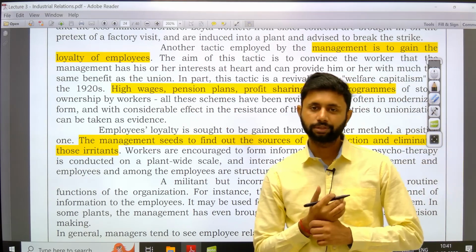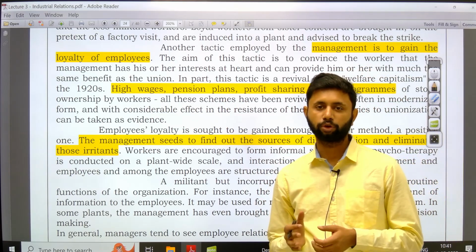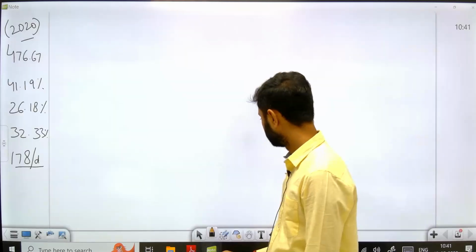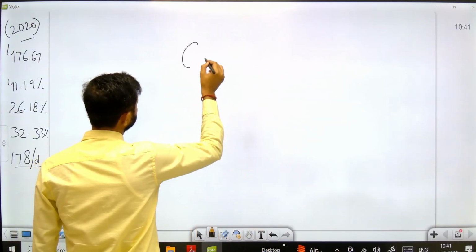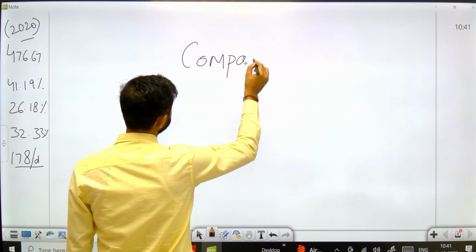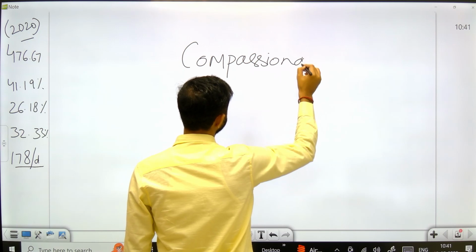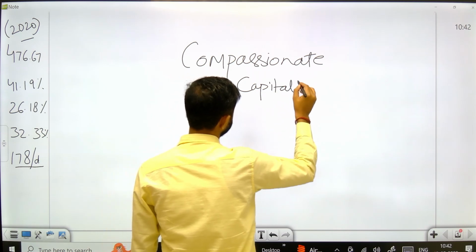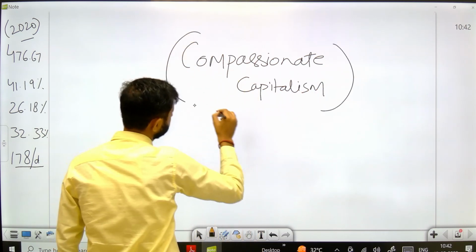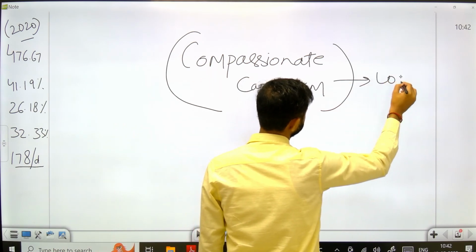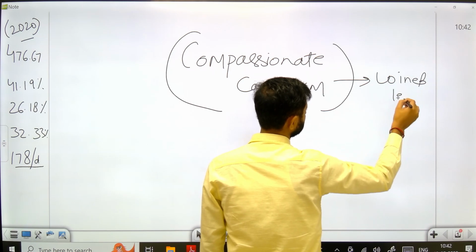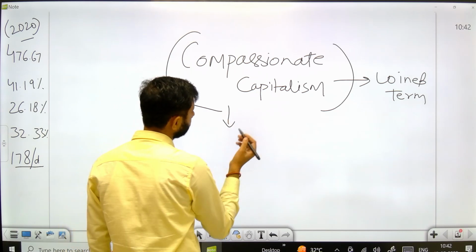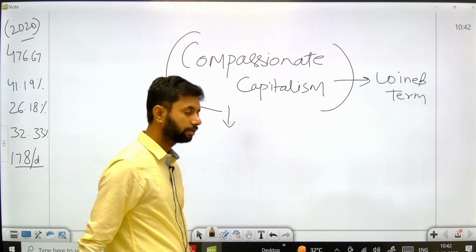So this is one negative perception that we saw of management, but management also has the power to gain the loyalty of workers. I hope you have heard about the term compassionate capitalism. If not, check who coined this term. This is your task. In compassionate capitalism, management can also gain the loyalty of workers.